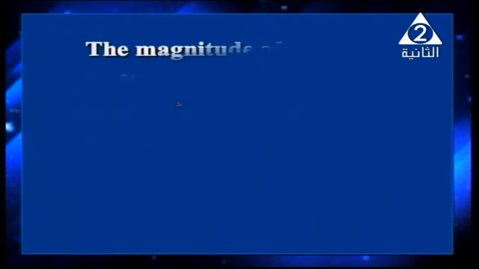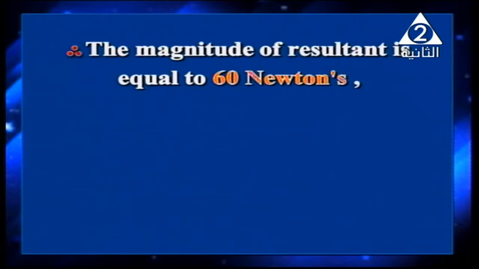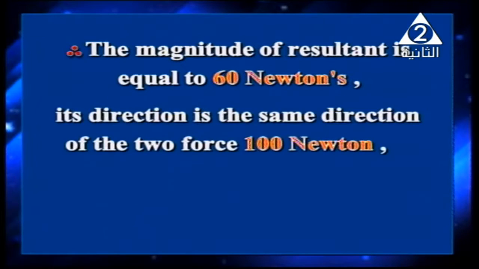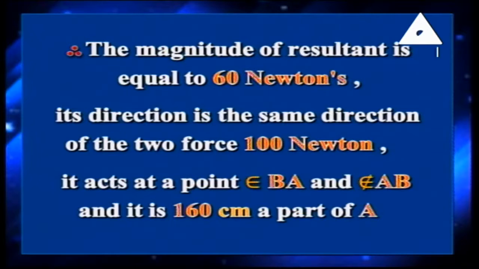The magnitude of the resultant equals 60 Newton, in the same direction as the 100 Newton force. It acts at a point belonging to the ray BA and not belonging to segment AB. It is 160 centimeters apart from A.